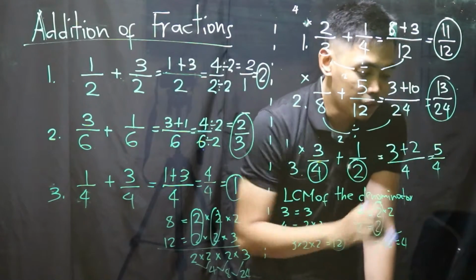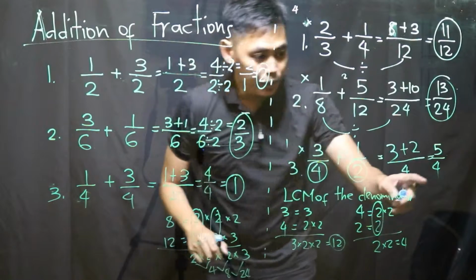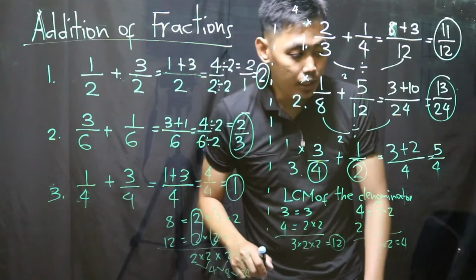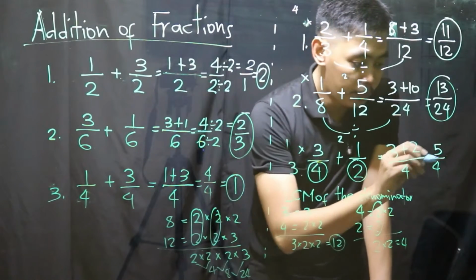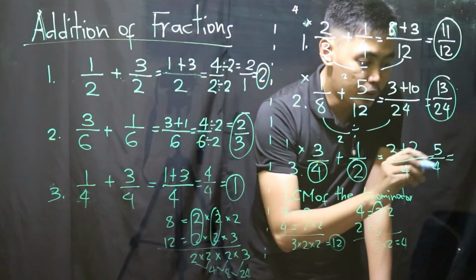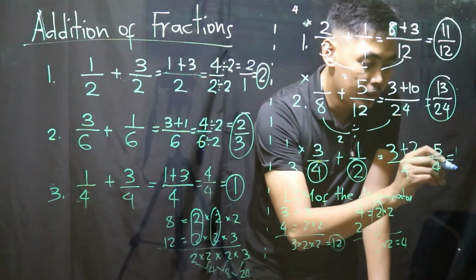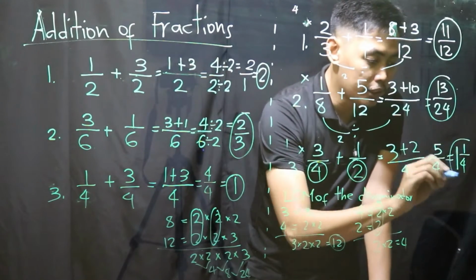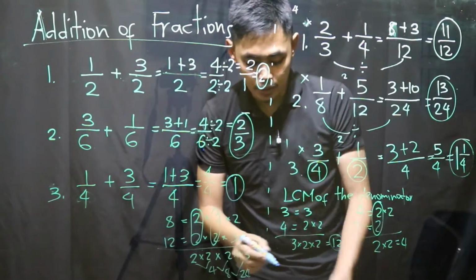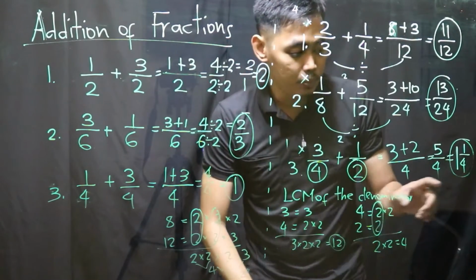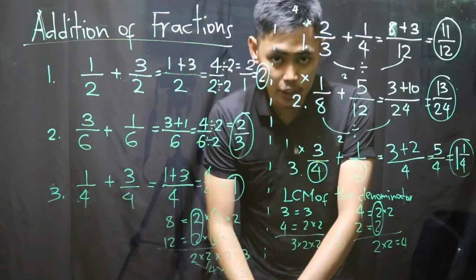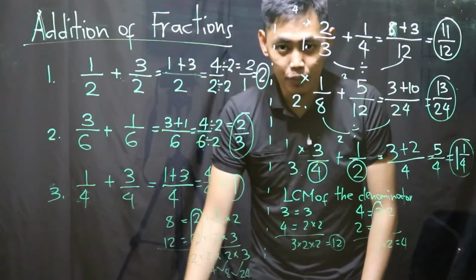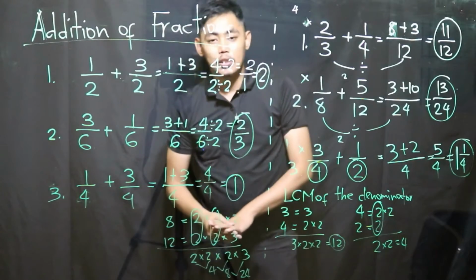And then over 4. If your answer is an improper fraction, be sure to change it to a mixed number. So 5 over 4 is equal to 1 and 1/4 if you convert that into a mixed number. If you don't know how to convert it to a mixed number, watch the previous video about converting mixed numbers to improper fractions and improper fractions to mixed numbers.